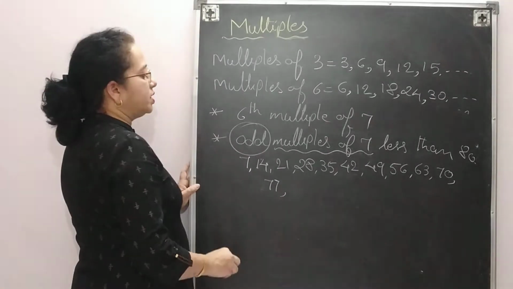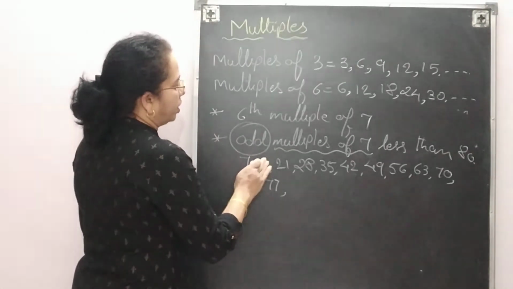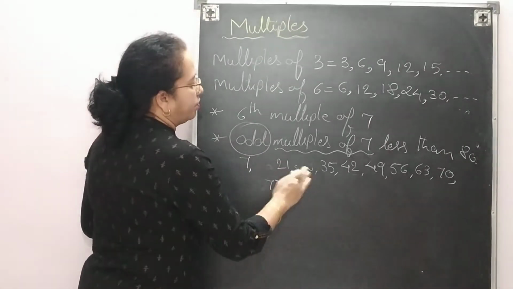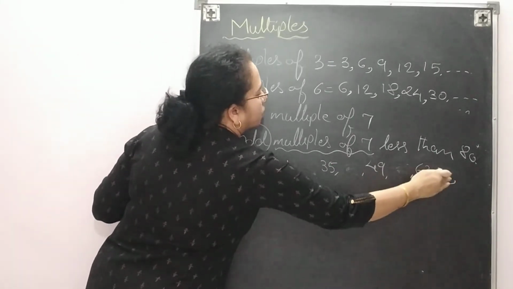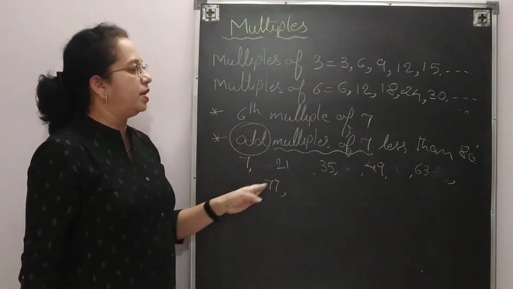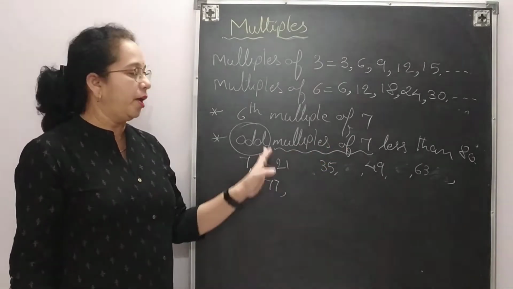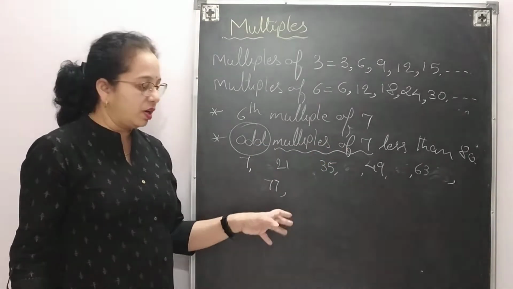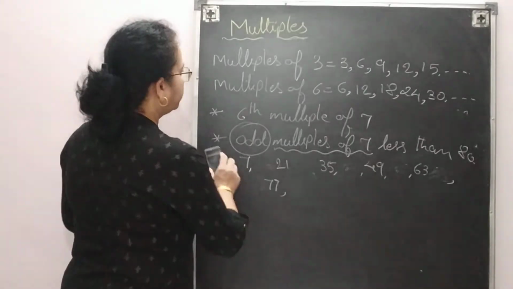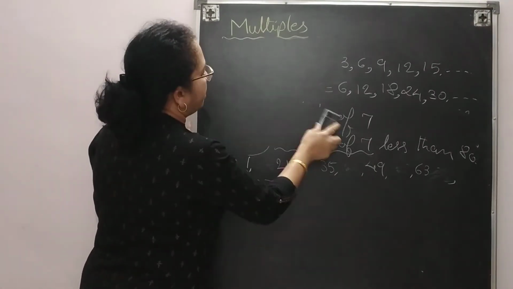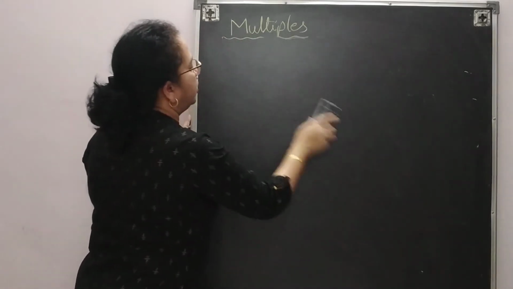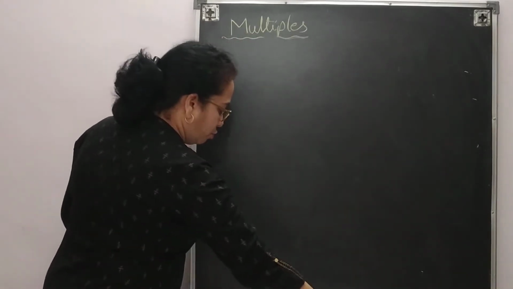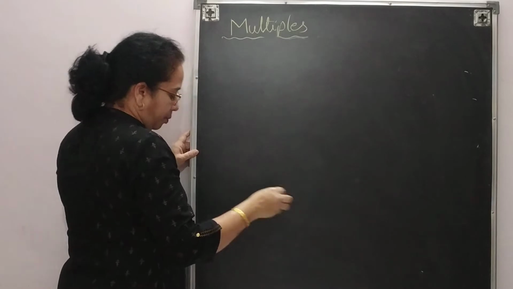And now which ones are the odd multiples? So whatever even multiples are there, we will drop those. So remaining ones will be the odd multiples. So these are the odd multiples of 7 less than 80. This is the third type of question that comes from multiples. Now, I have explained to you about multiples, and since I said this is related with multiplication, here I will give you a shortcut trick for multiplication.